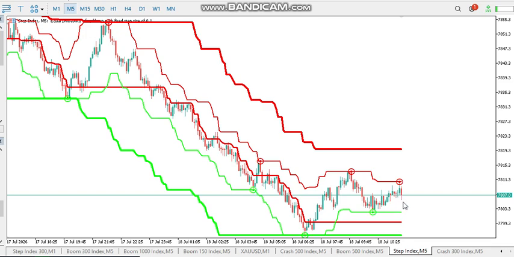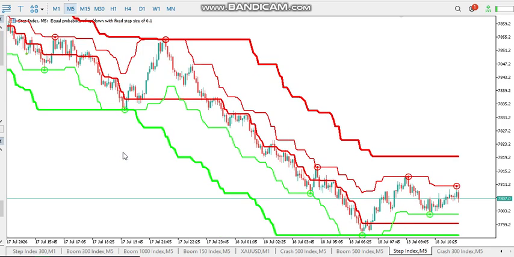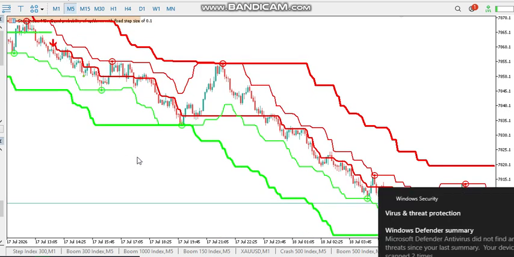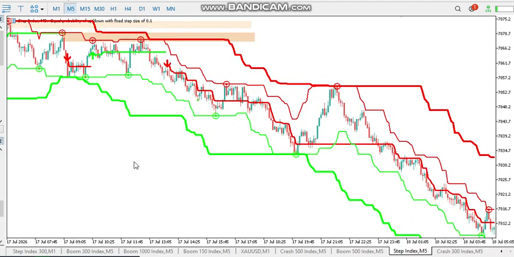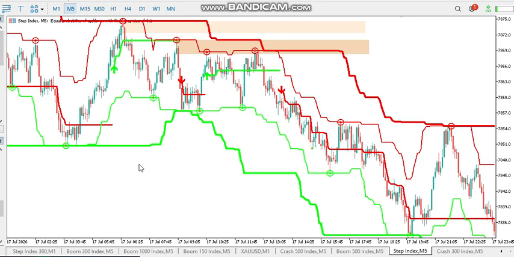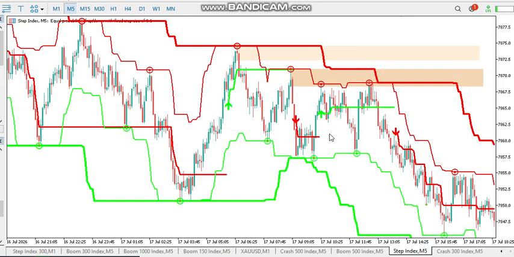But right now we are waiting for another arrow signal to appear for us to enter today's trade. But let's wait and see what is going to happen. Maybe I will make another video on that particular one, so that you guys can see how this indicator works.